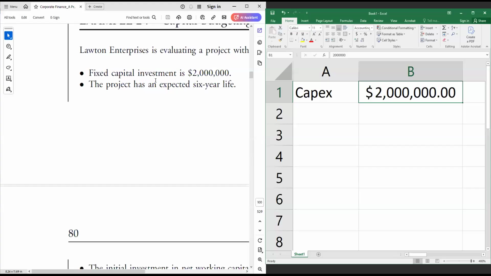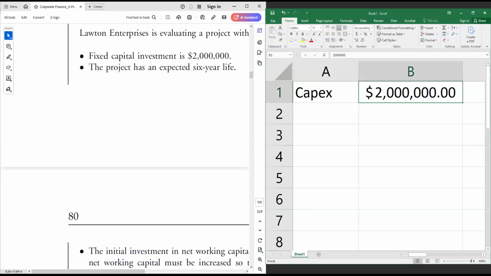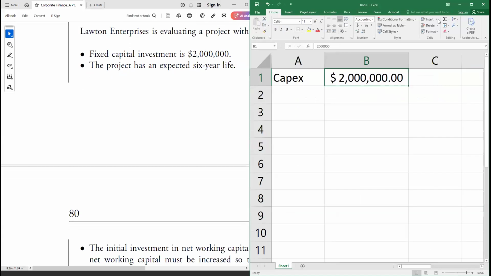Now, fixed capital investment, $2 million. The project has got a 6-year life. So we're going to have 6 years of the life of the project. So basically what I'm going to do now, let me just squeeze this one.